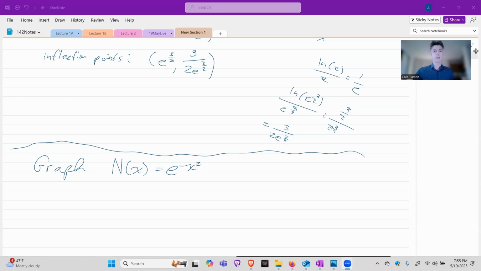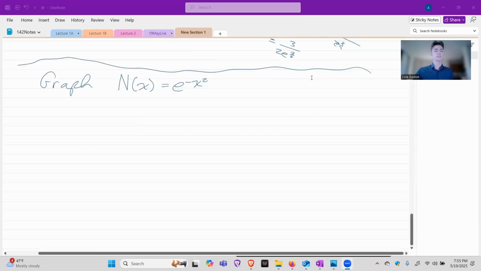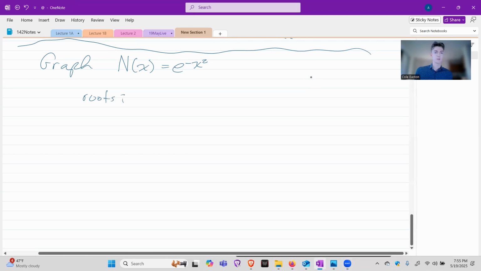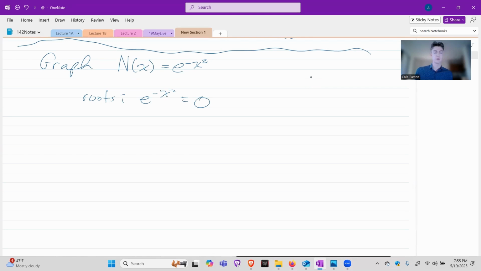The next thing we want to try is to graph the function n of x equals e to the negative x squared. And there's a reason I used the letter n, but I don't want to tell you because it's a spoiler for what the function is going to look like. Let's start by looking to see if we can find any roots. So that says that e to the negative x squared equals 0. But that would mean if we tried to take ln of both sides, we would get negative x squared equals ln of 0, which is undefined. So that doesn't work. There's no roots.